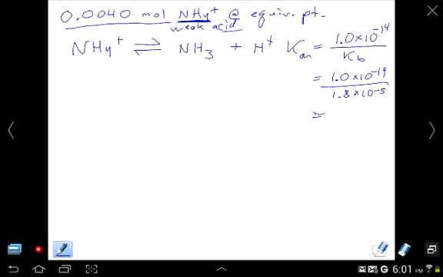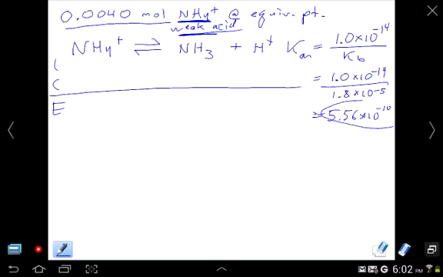5.56 e negative 10, times 10 to the negative 10th. This is our Ka. And again, we're setting up the icebox because we have a weak acid ruling the pH. Now this will be the original icebox, not the modified, because we don't have a buffer. All we have is that weak acid in the solution. So let's set up the icebox.